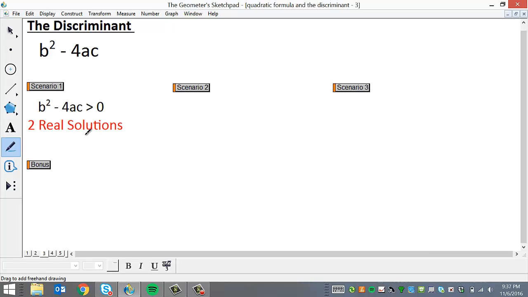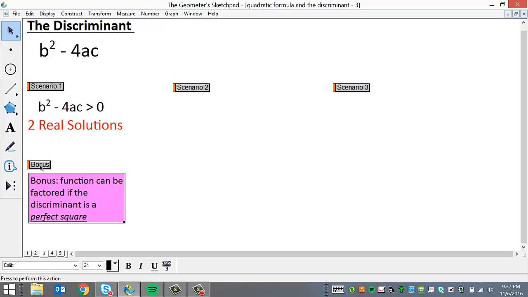That means real numbers that you've learned about really your whole mathematical career. This does not mean they have to be whole numbers. They can be fractions, they can be decimals, they can be irrational numbers. They're just going to be real numbers. And in this scenario where your discriminant is positive, your discriminant is greater than 0, there's actually a bonus application point. Here's the bonus. The function that you're using can be factored if the discriminant is a perfect square.